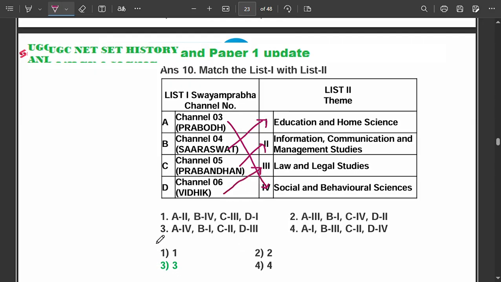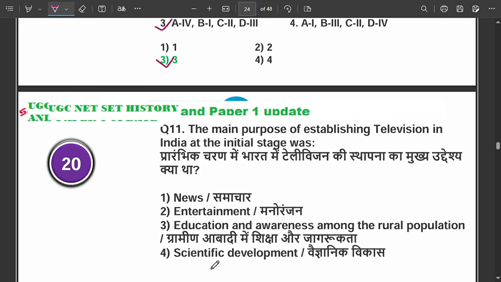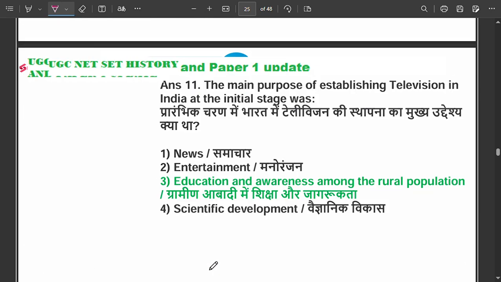So option number 3 was the correct answer. Okay. Next, question number 11. The main purpose of establishing television in India at the initial stage was, option number 3, education and awareness among the rural population. That was the correct answer.